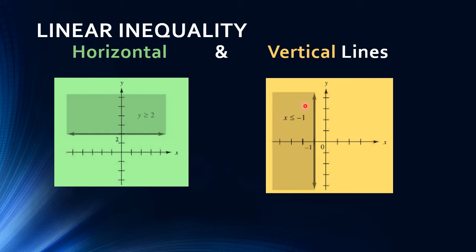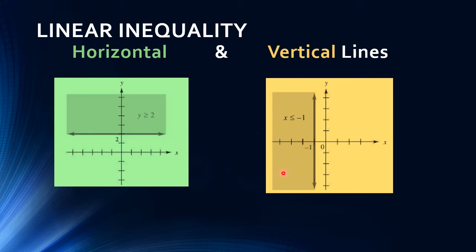Vertical lines are x equals a constant. This line is x equals -1, but we want x is less than or equal to -1. So again, we have a solid line here, not a dashed line, and then we shade everything to the left of -1 because all of these values are less than or equal to -1.